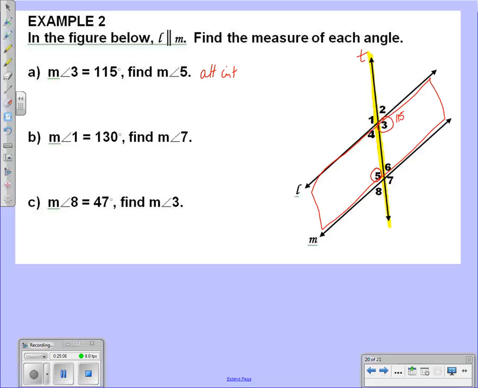So alternate interior angles, that means alternate interior angles are congruent. So the measure of angle 5 has to be the same as the measure of angle 3, and we get 115.